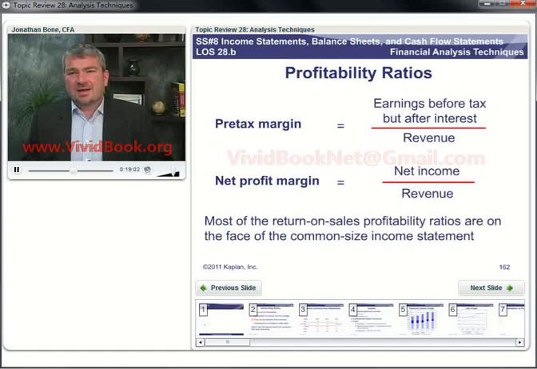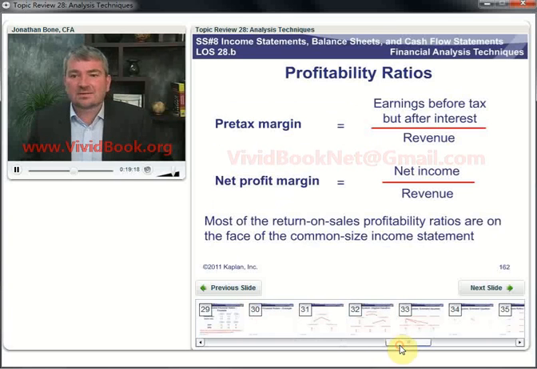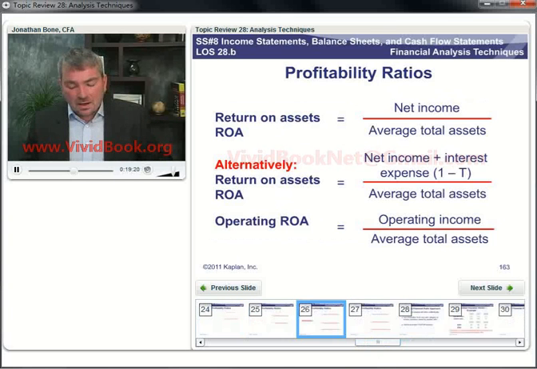Pre-tax margin, okay, so it's earnings before tax over sales. Not very excited by that. Net profit margin, of course, very common, and again on the face of a common size statement, net income over sales. How do we generate net income from our sales? Other ones that we should be aware of are return on assets, which is net income over average total assets, showing you how you generate earnings from your asset base.